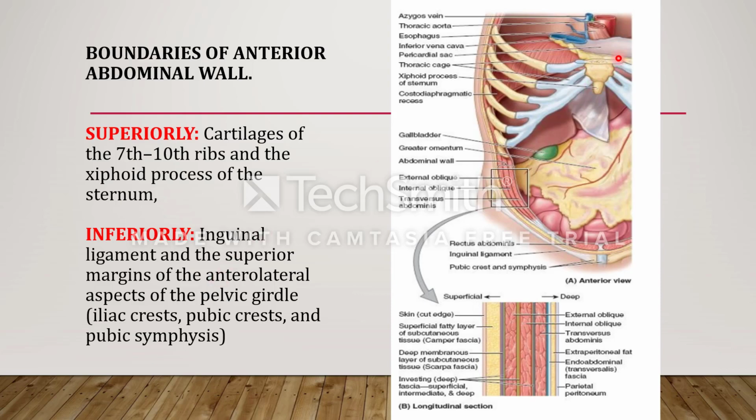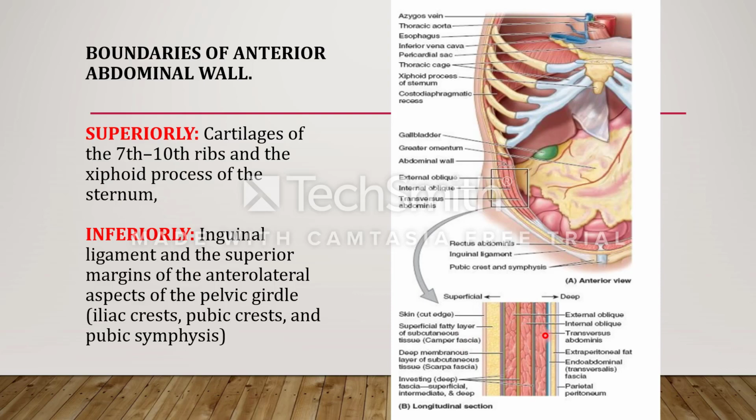Today inshallah we will discuss another topic, that is the anterior abdominal wall skin and superficial fascia. First of all, we will see the boundaries of the anterior abdominal wall. This is the superior boundary, which includes the costal cartilages of 7th to 9th or 10th rib and the xiphoid process of the sternum. And the inferior boundary includes the inguinal ligament and the superior margins of the anterior lateral aspect of the pelvic girdle.